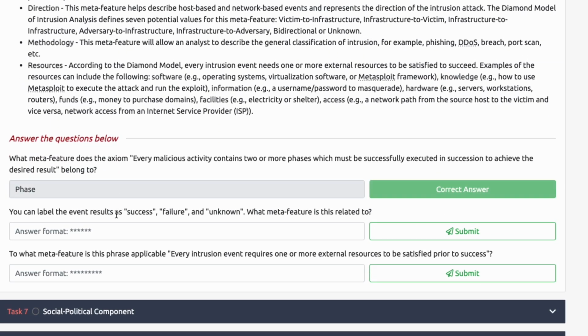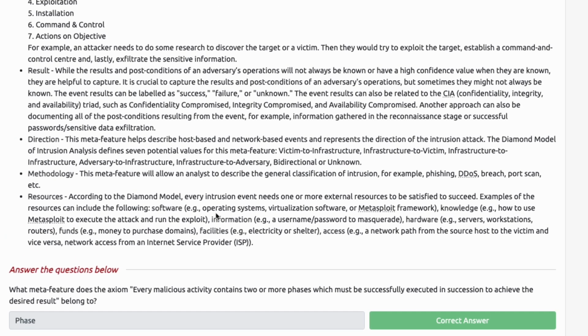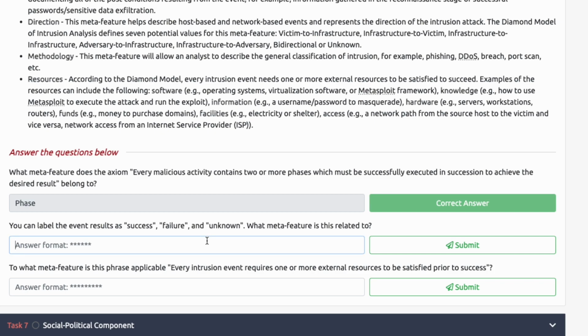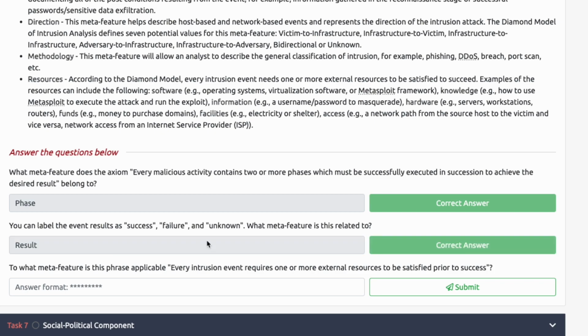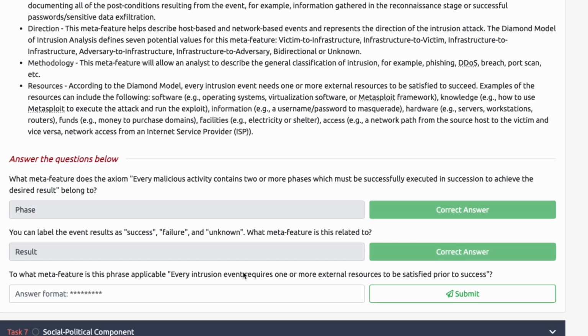You can label the event result as success, failure, or unknown. What meta feature is related to this? And that would be the result. What meta feature is this phrase applicable to? Every intrusion event requires one or more external sources to be satisfied prior to success. And that would be resources.